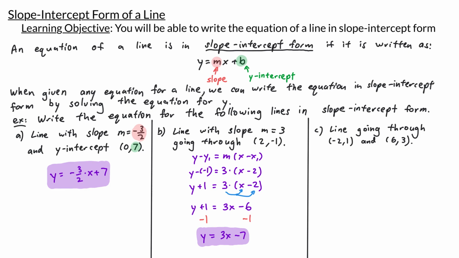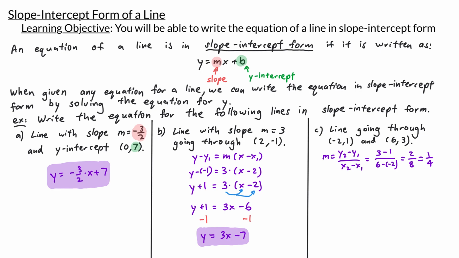In example C, we're given a line that goes through 2 points, (-2, 1) and (6, 3). In this example, we don't know what the slope is, and we also don't know what the y-intercept is. So our first task here will be to figure out the slope. We can find that out using the slope formula. Remember that we can calculate the slope using m equals y2 minus y1 divided by x2 minus x1. Plugging in our points, we have 3 minus 1 divided by 6 minus -2. In the numerator, 3 minus 1 gives us 2. In the denominator, 6 minus -2 gives us 8. And 2 divided by 8 can be simplified as 1/4. So the slope in this problem is 1/4.